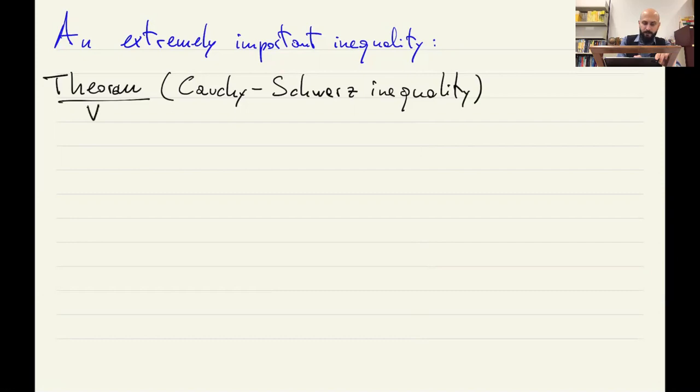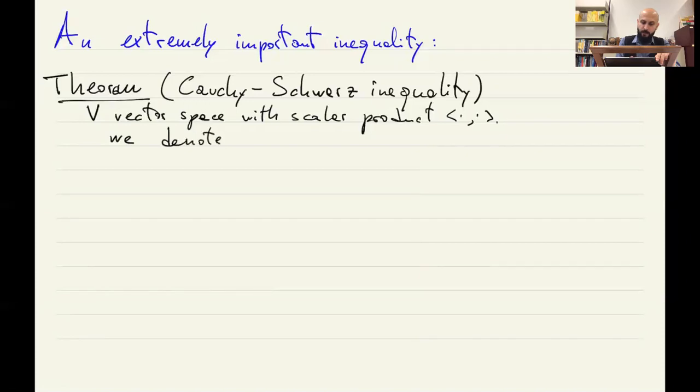So let V be a vector space with the scalar product denoted as usual, and so we denote for now the norm of x, the square root of the scalar product of x with itself, for every x in V. And we will eventually prove that this is a norm, but we don't know yet.